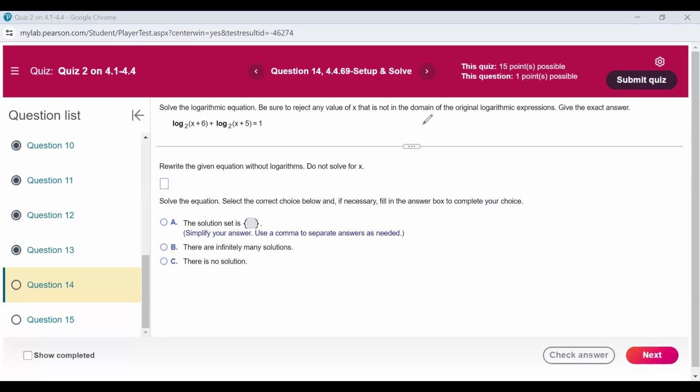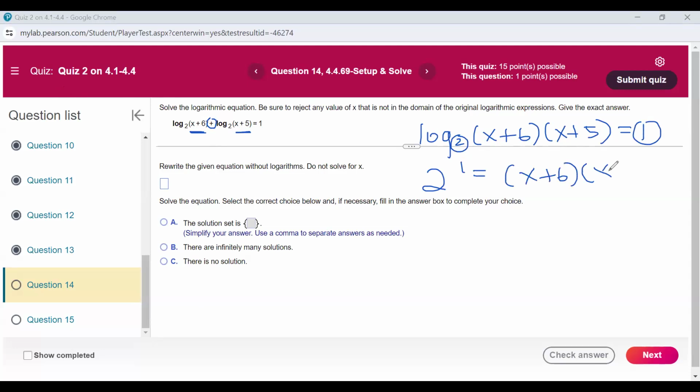So we can rewrite this as log base 2. The product rule means we're going to multiply the x plus 6, x plus 5 equals 1. And let's rewrite to exponential form first. So the base is 2 raised to the exponent 1 equals x plus 6, x plus 5. Okay, we know 2 to the 1 is just 2. In the right-hand side, we can FOIL as x squared plus, if you do 6x plus 5x, that'll give you 11x, and the last terms will give you plus 30.